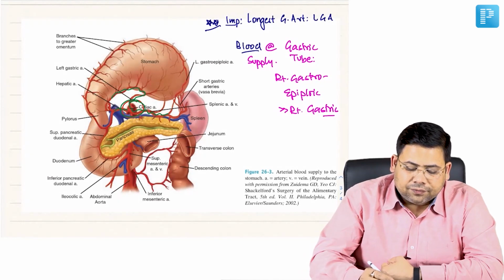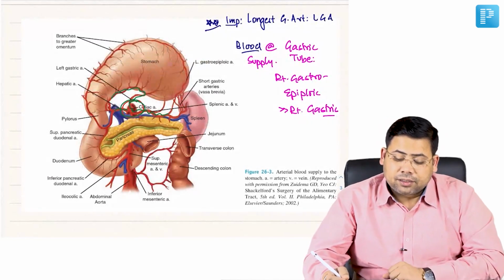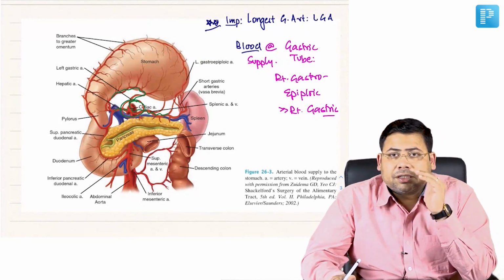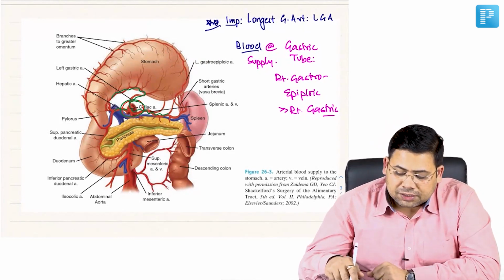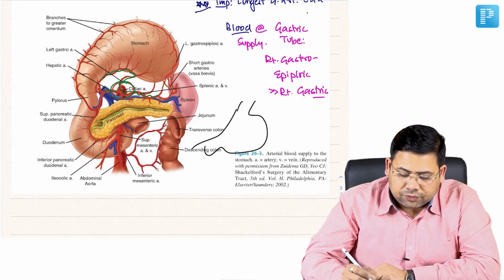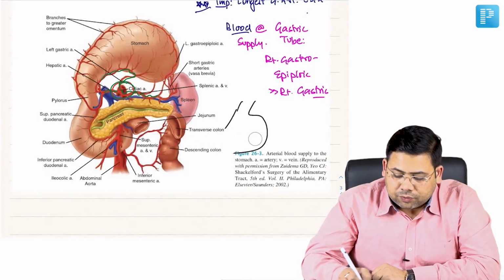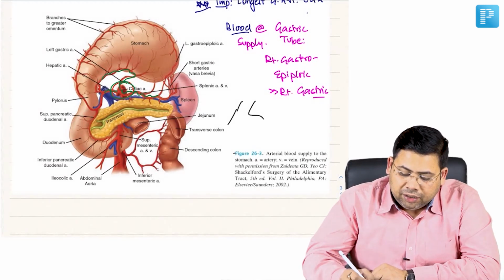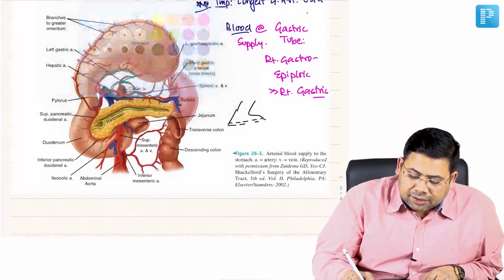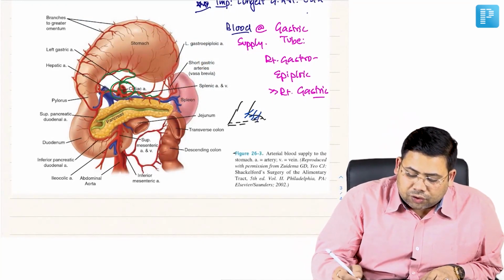The third one is, what is the blood supply of the stomach remnant when you do a subtotal gastrectomy? Suppose you have done a subtotal gastrectomy, so only less than 15% of the stomach is left. So what is the blood supply of this? The answer is the short gastrics.